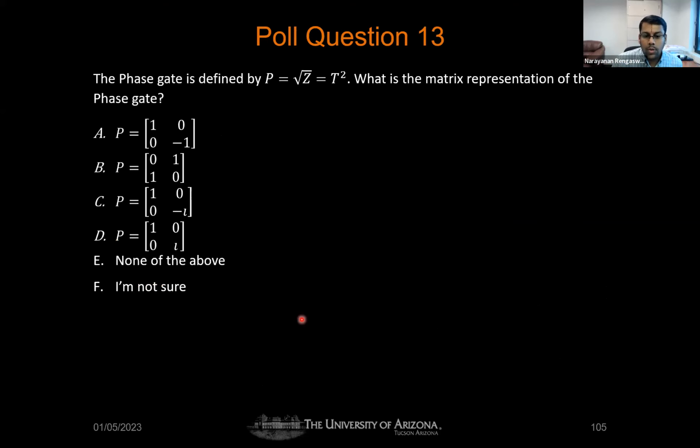So here is the next poll question. We just defined the T gate. Can you use the definition to find the matrix representation of the so-called phase gate, which is defined as the square root of Z, or the square of T?